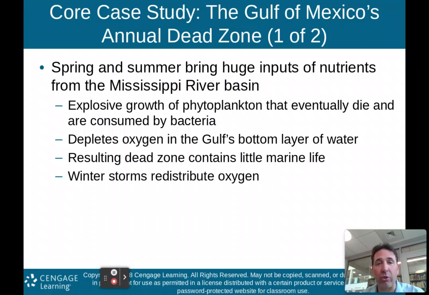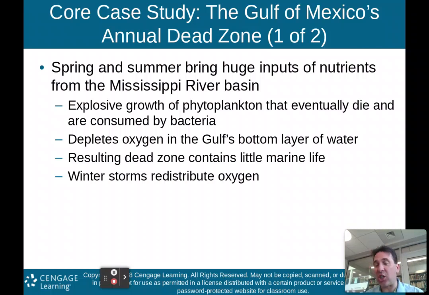So what happens? An explosive growth of phytoplankton that eventually die and then are consumed by bacteria, right? Those decomposers. Because of that, the decomposers use all the oxygen, because the bacteria love this stuff. It ends up depleting the oxygen in the Gulf of Mexico's bottom layer of water. This results in dead zones that contain little marine life.